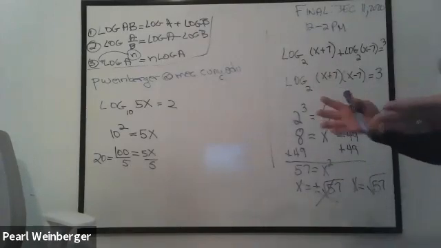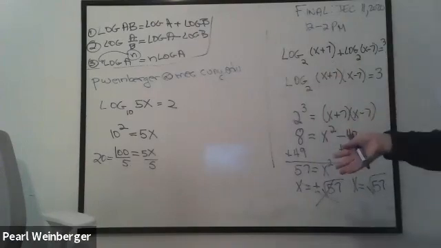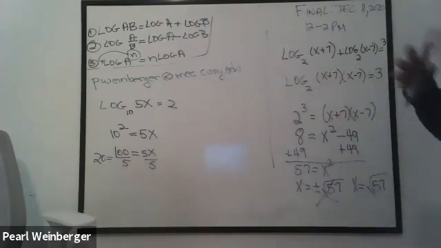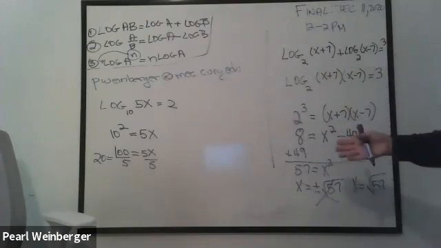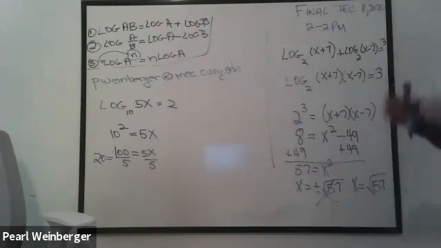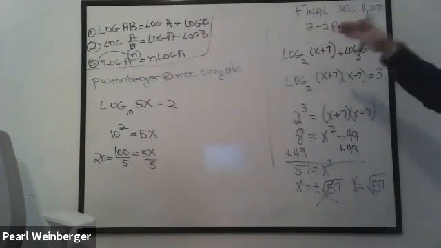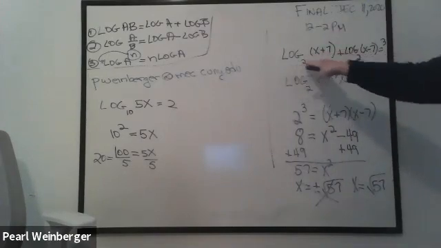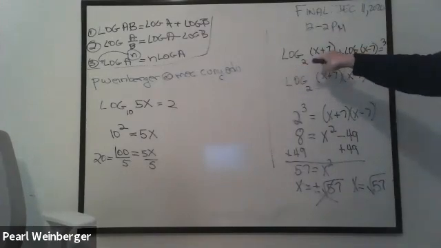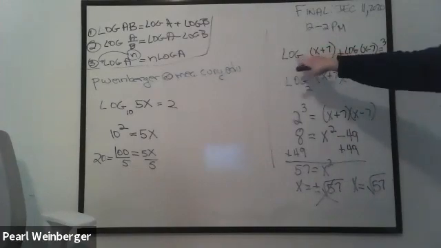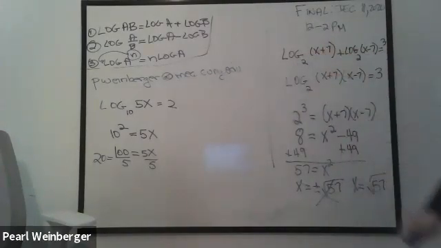Sometimes there's 1 answer and it's no good. Sometimes there's 1 answer and it is good. Sometimes there are 2 answers and they're both no good. In that case, there's no solution. But you must not accept as an answer any answer that will make the log, the number that you're taking the log of, a negative number.